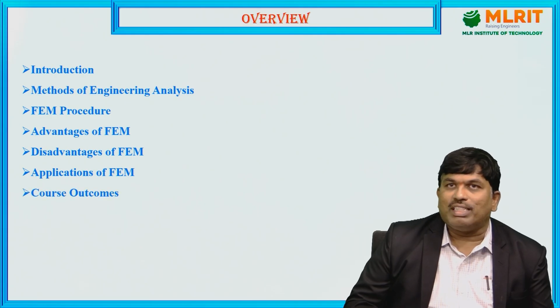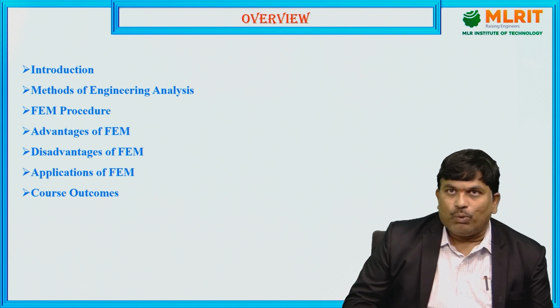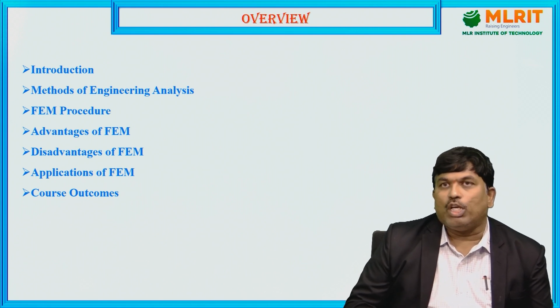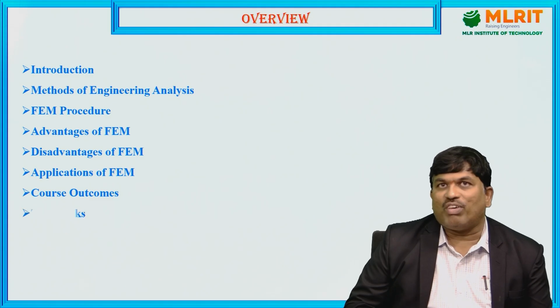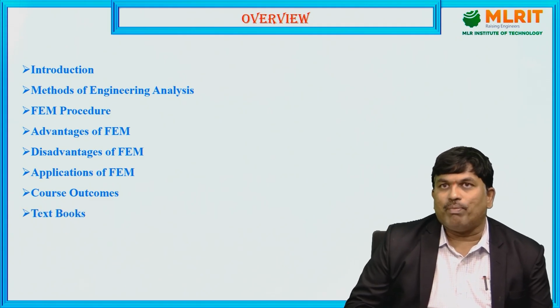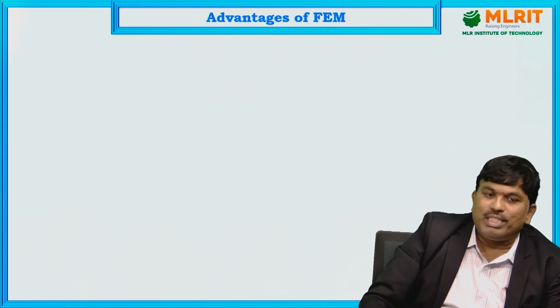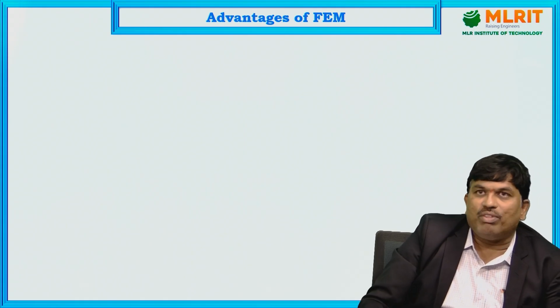Next, we will discuss the course outcomes. At the end of this course, what the learner will learn, what the learner will do, all these things we can discuss in the course outcomes. And next, what textbooks we can use for the finite element method, that we will discuss in the last slide. Then the finite element procedure, and then we can see the advantages of the finite element method.